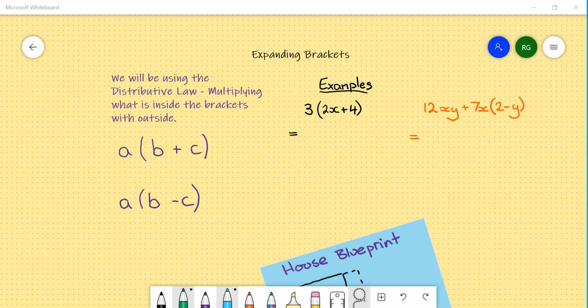Today we're going to be talking about expanding brackets with pronumerals. In order to expand brackets, we're going to be using the distributive law. That means multiplying what is inside the brackets with what is outside the brackets.